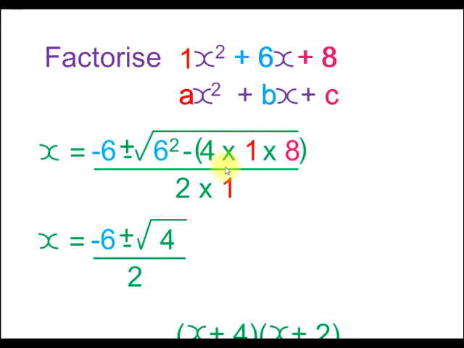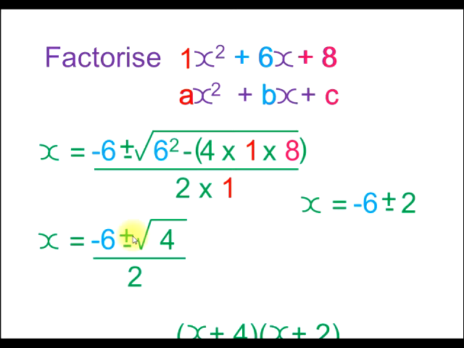Now I've chosen one that can be done easily without a calculator, but 9.5 times out of 10, the reason you're doing this method is because this isn't a square number. So this means we're going to split it up into 2.